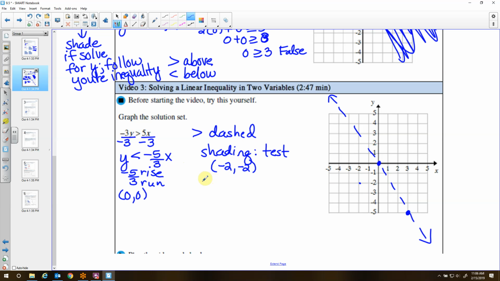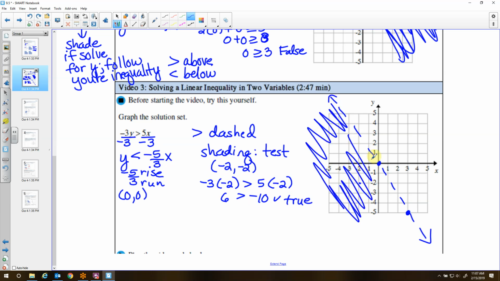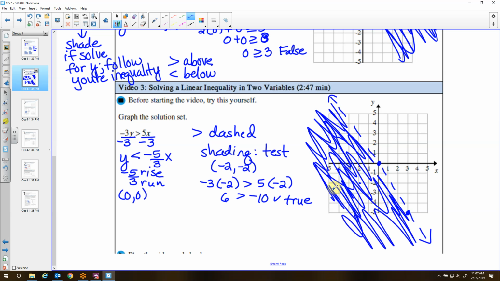So my original equation was negative 3 times negative 2. Is that greater than 5 times negative 2? So negative 3 times negative 2 is 6. Greater than 5 times negative 2 is negative 10. That is true. So I'm going to shade where that test point is, right down here where the negative 2, negative 2 was. And shade nice and shady so you can know that's where it is. Now, my little shortcut, because I had my equation solved for y, I have y is less than negative 5/3 x. I shaded less than was below, so below the line. So my little trick also works for that one.